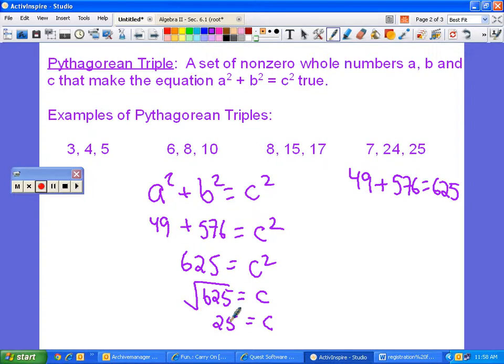Save yourself that work. And remember, the more work you do, the more likely it is that you're going to make a mistake. So if you learn the Pythagorean triples, fewer chances to make a mistake. You can always double check your work by using the Pythagorean theorem, but these will save you time. All right, so this is how we find the length of the hypotenuse.